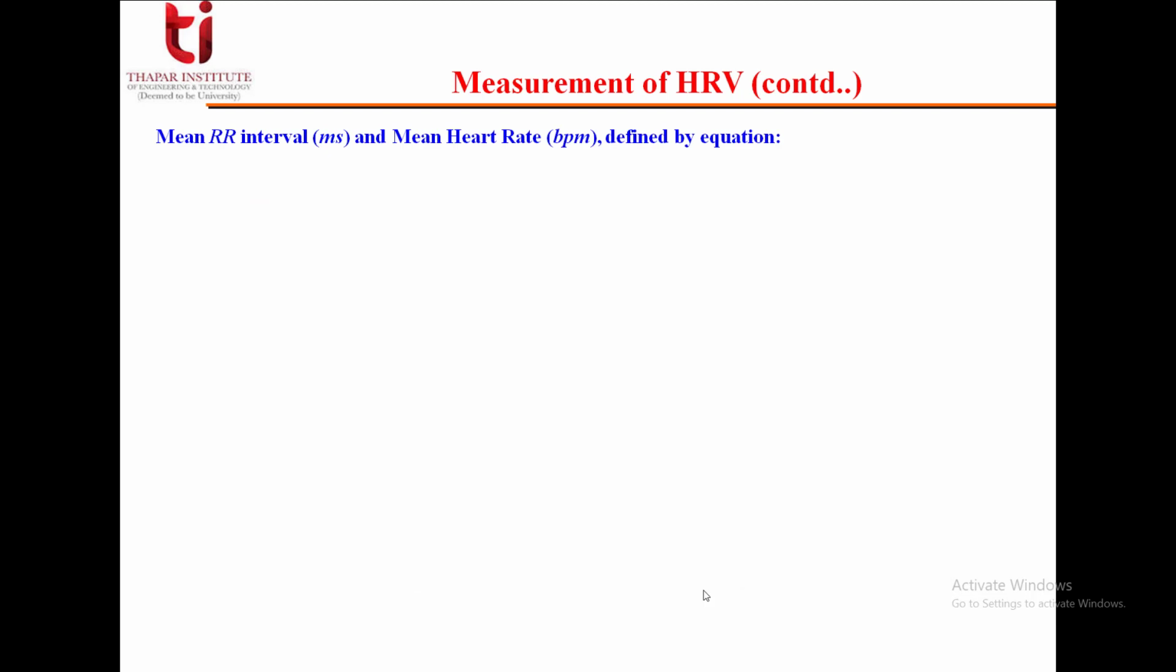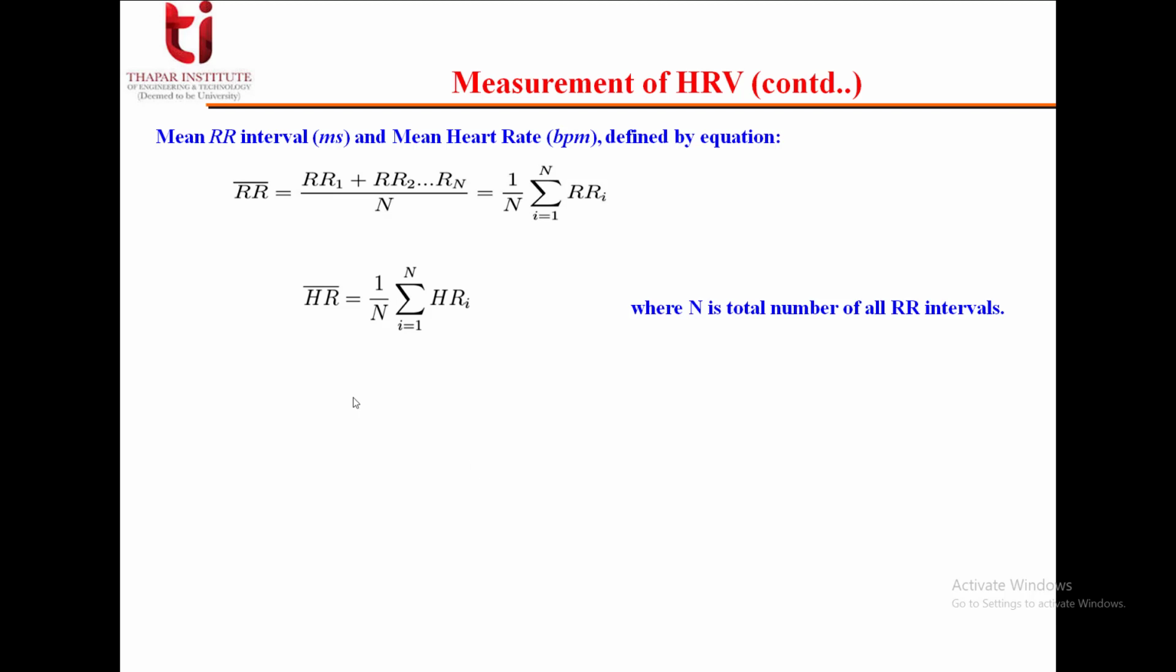Now, how we define the mean RR interval in millisecond and mean heart rate in beats per minute, they are defined by the equation. This will give the mean of the RR interval. So this can be RR1, RR2, the different measures of RR, divided by the number of measurements we are taking. So it is the average of RR intervals, and mean heart rate is again the average of heart rates. Here N is the total number of all RR intervals.